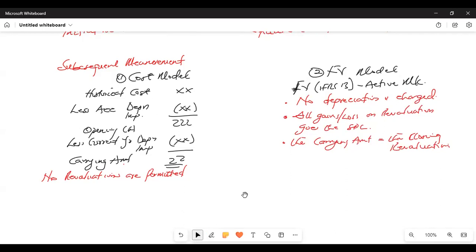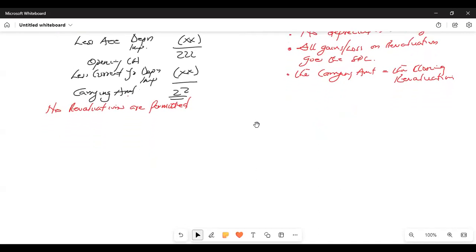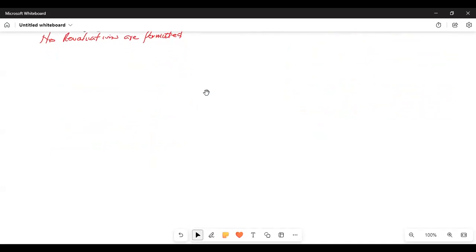Now, let's talk about the last part of this standard. I'm going to explain it to you. There are just 4 points we are going to make. Then we start solving the questions very soon. All right.